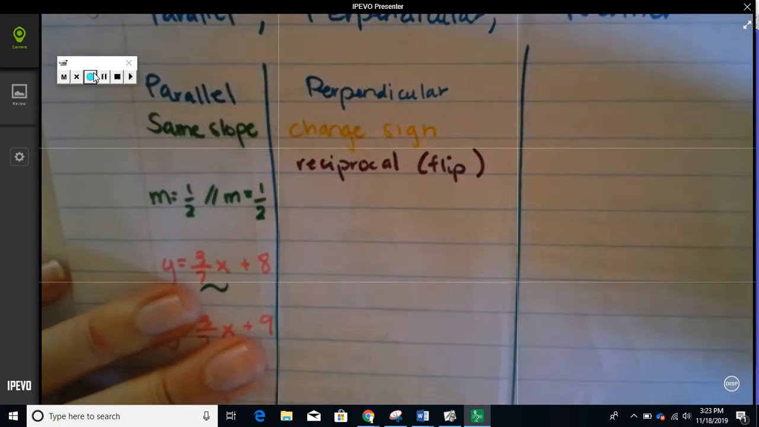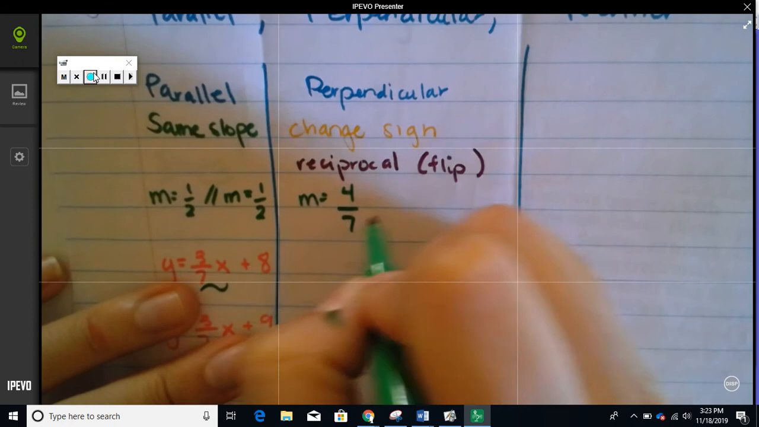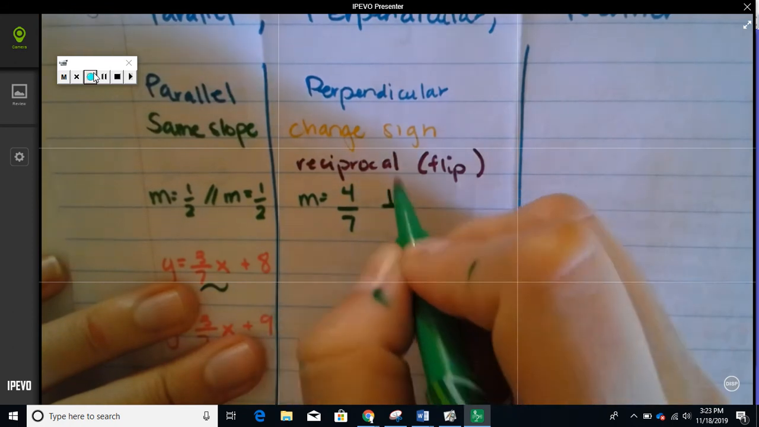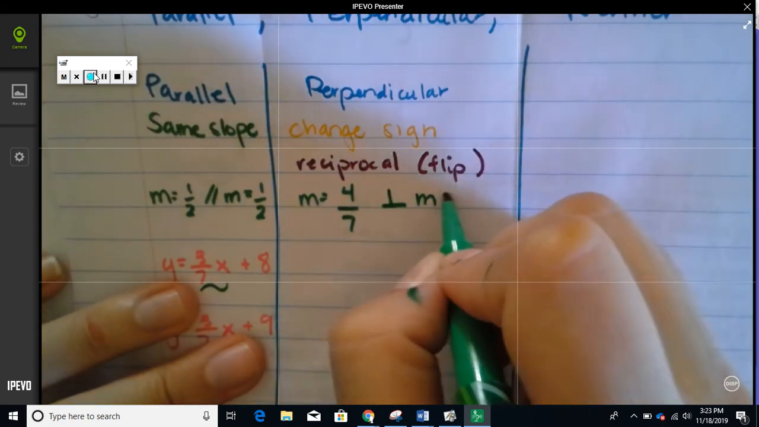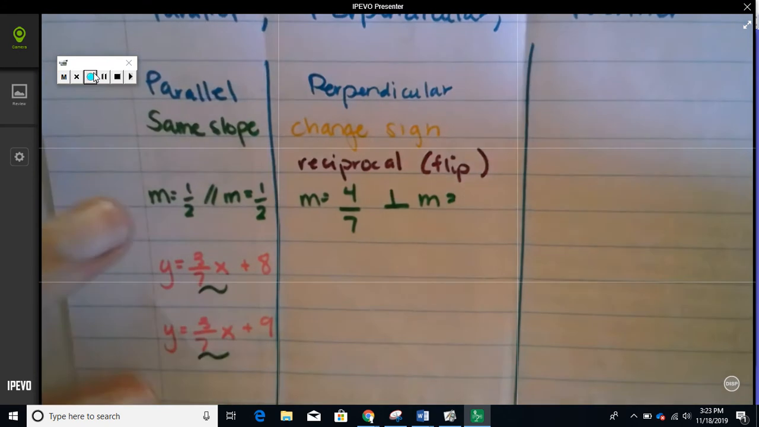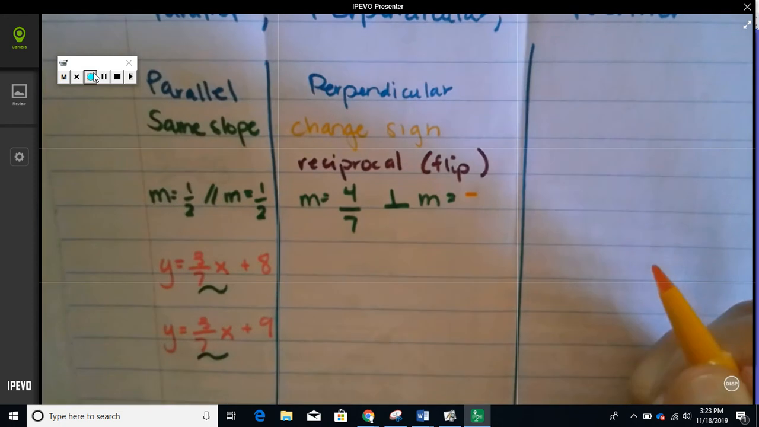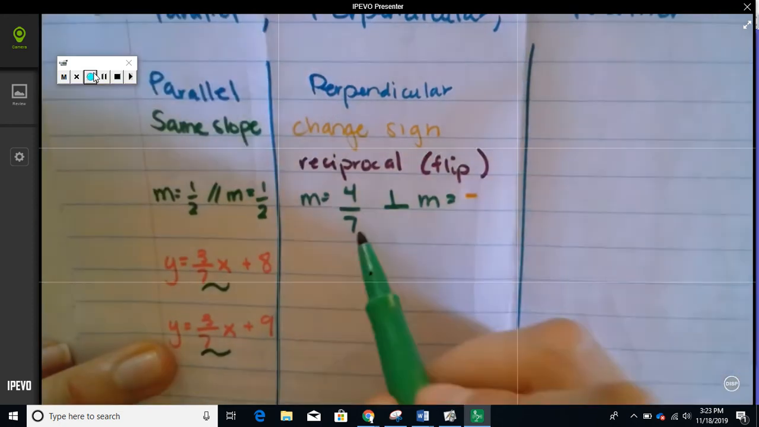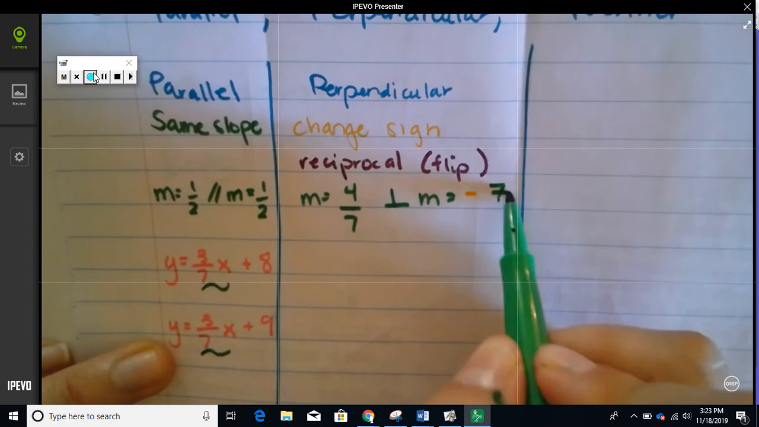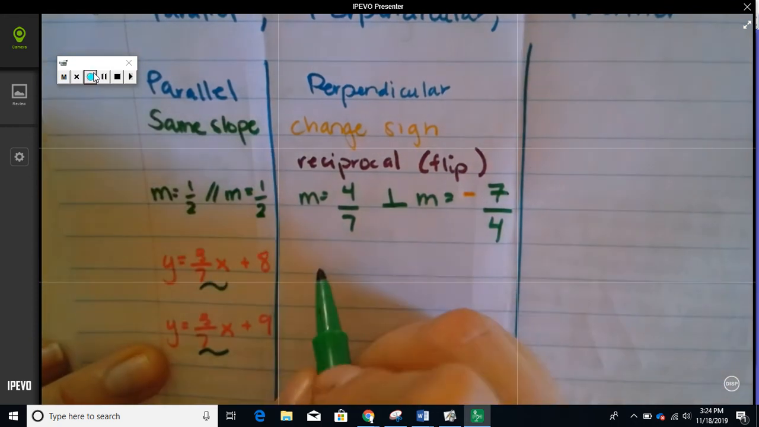So let's do an example. Let's say that your slope is positive 4/7. The one perpendicular, and perpendicular we do an upside down T, would be that you would flip this and change the sign. So this one's positive, so this slope of the perpendicular line would be negative, and then you'd flip it. So the 7 would now be the numerator, and 4 would be the denominator. Okay, so let's do another example.